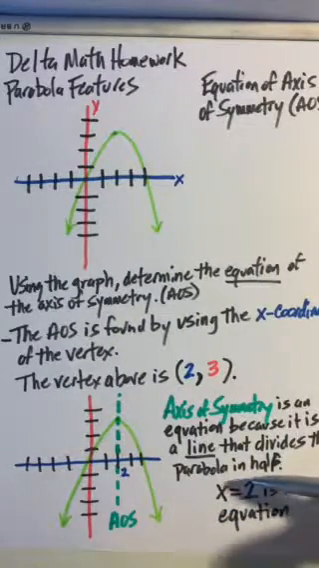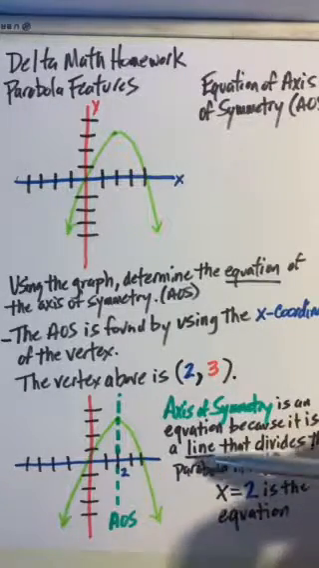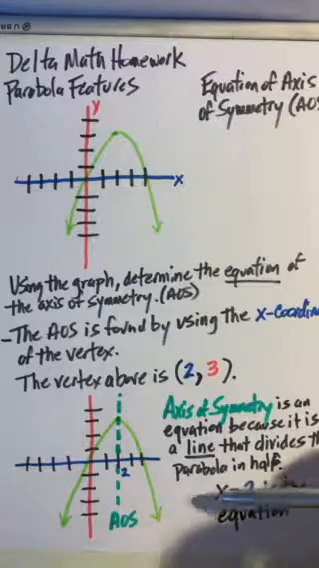Some people just want to make that a point and want to put 2 in. That's not the answer because they're looking for a line. And a line has an equal sign, so it's x equals 2.